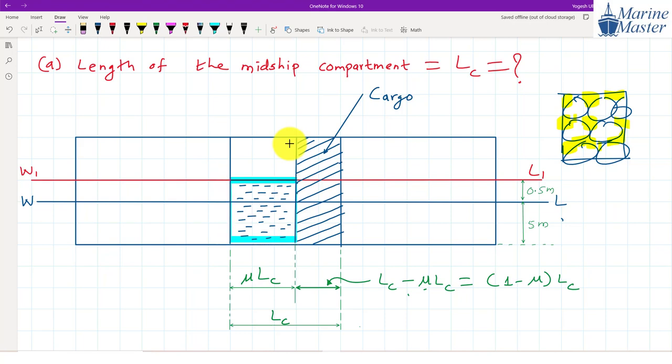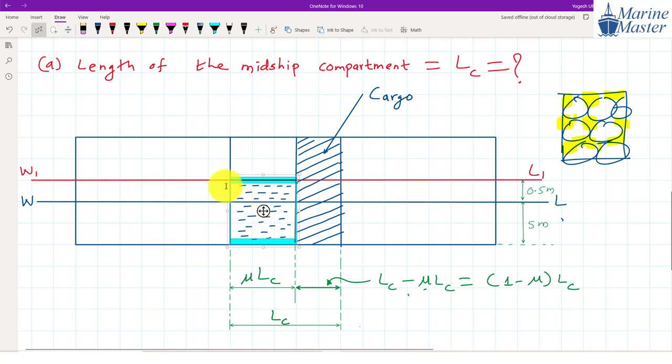What are we assuming? After bilging, what are we going to assume, guys? Remember my point. After bilging, this portion will become a part of the sea, not a part of the ship, guys. Not a part of this barge.